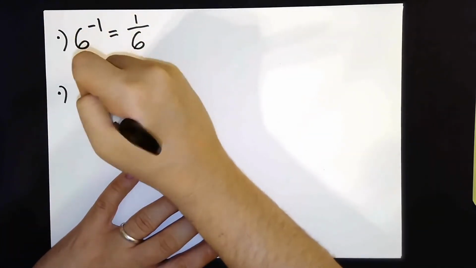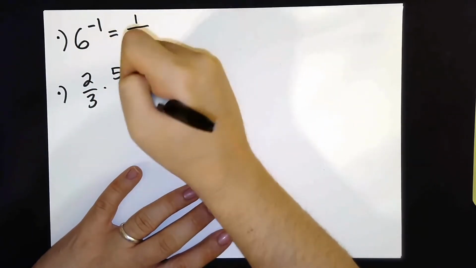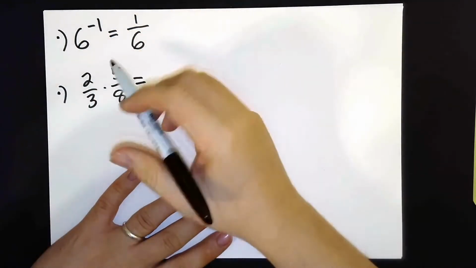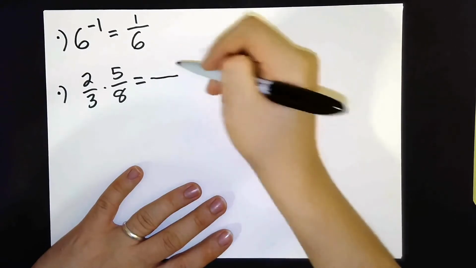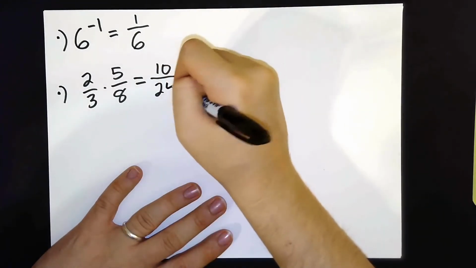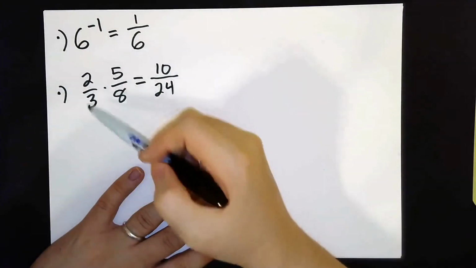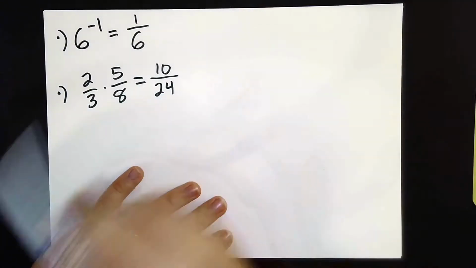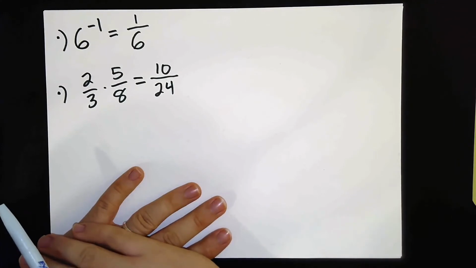If you multiply fractions, you multiply straight across. So namely, 2 times 5 is 10. 3 times 8 is 24. And so 2/3 times 5/8 is 10/24. It's as easy as that.